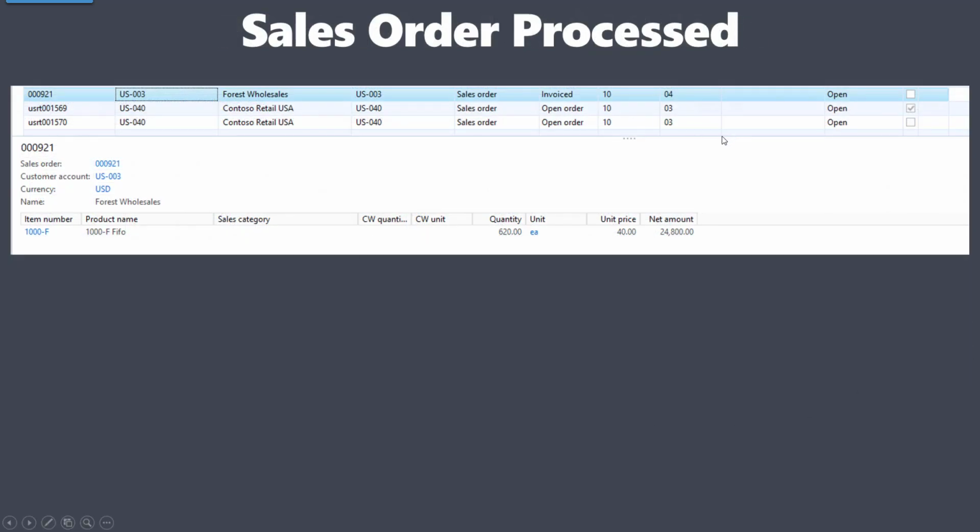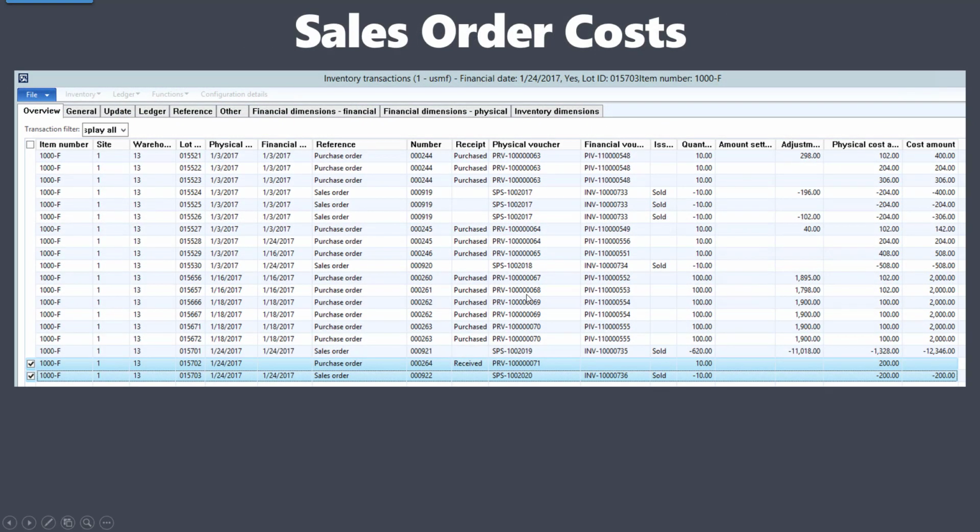Now I process a sales order, and I'm selling it for $40. And what's important, remember, the cost of the unit was $20 at that point. So now when we look at the posting, you'll notice that we got one for $10 here, we sold it here. So it used that $10 for processing the cost of goods sold in that sales order.